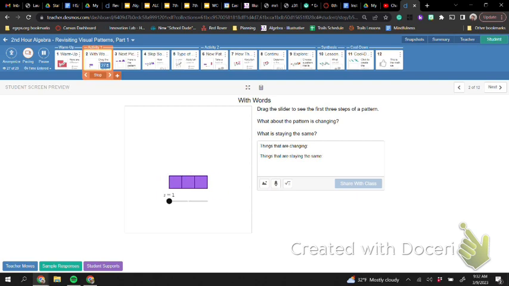It's asking what do you see staying the same? What do you see staying the same as it changes? What do you see staying the same, Emmett? There's always at least 3 blocks on the. You seeing these 3 blocks?